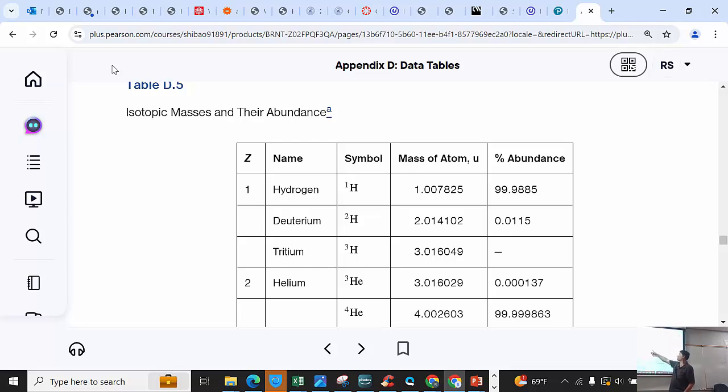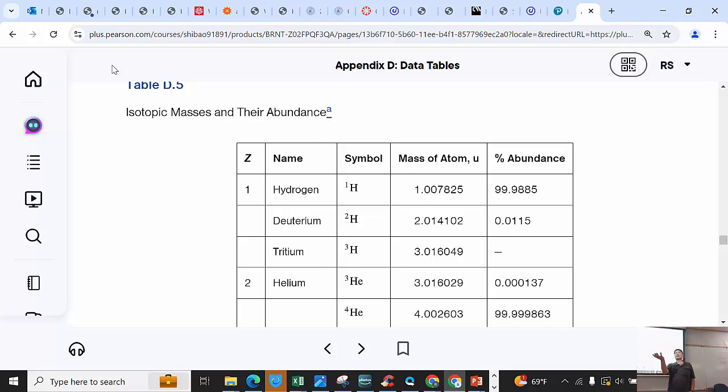Most of the hydrogen is hydrogen 1. How do I know? Because 99.9885% of the atoms are hydrogen 1, and only 0.0115% are hydrogen 2. The way I like to do this is to move the decimal all the way to the end, which gives 1 million. Out of 1 million hydrogen, 999,885 are hydrogen 1 and 115 are hydrogen 2. So that gives us an idea of that.